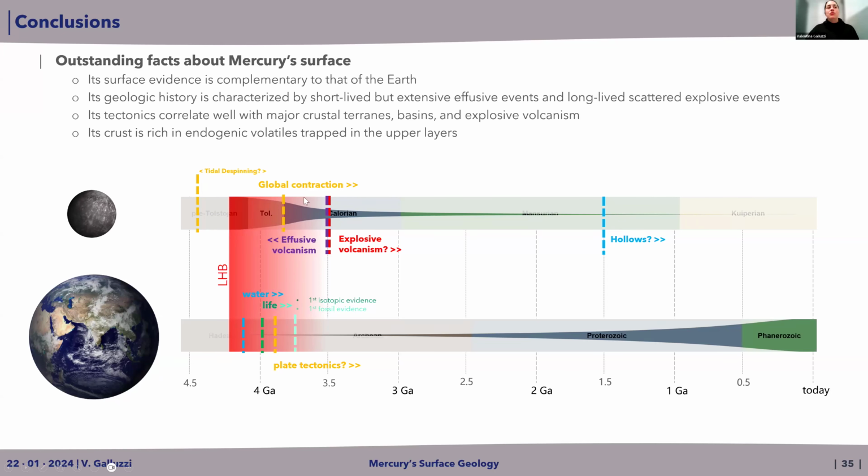We also saw that its crust is rich in endogenic volatiles that are trapped in the upper layers and cause the formation of hollows. But in the deeper layers, they were also probably the cause of the explosive volcanism. And this is everything from Mercury, and I will be happy to take your questions.